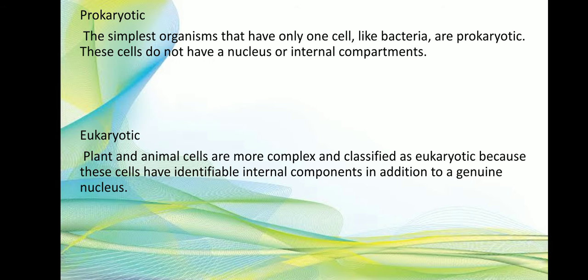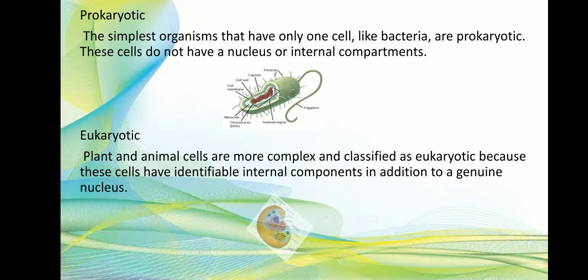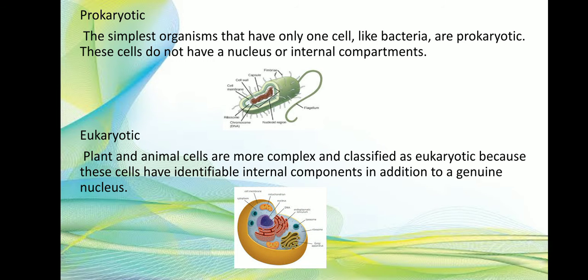Eukaryotic plant and animal cells are more complex and classified as eukaryotic because these cells have identifiable internal components in addition to a genuine nucleus. The unique feature of the eukaryotic cell is that it has a nucleus that is enveloped by a membrane. It is different from prokaryotes, which do not have a membrane border.